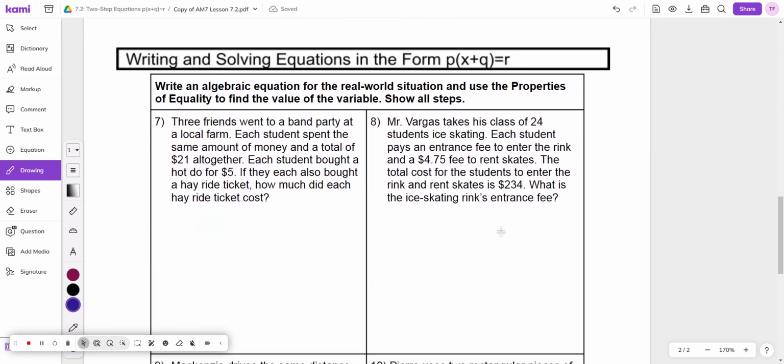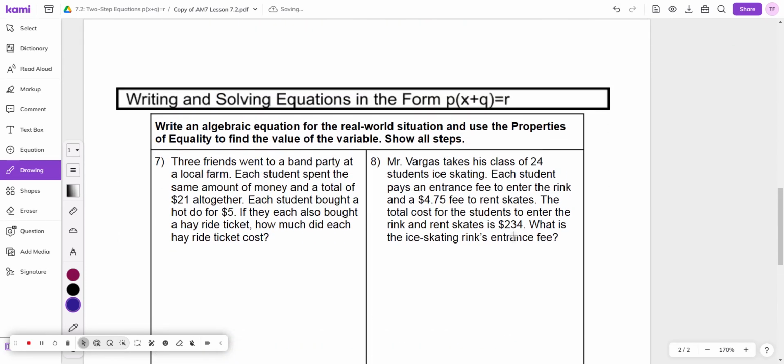All right, the next ones are word problems. So what I'm going to do is make a next video for part 2, and we'll discuss the word problems.